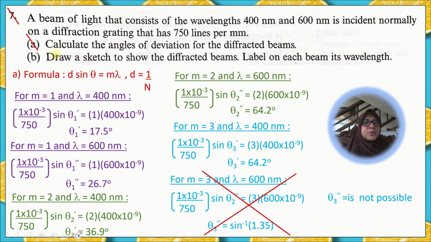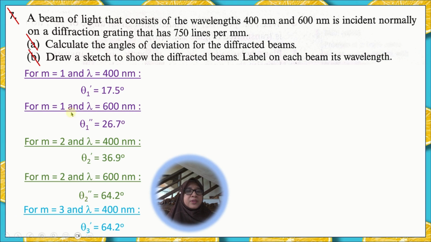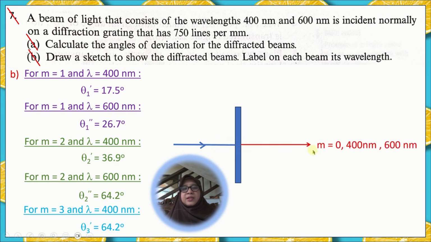Okay, now we are going to question B. Draw a sketch to show the diffracted beams, and we are going to label on each beam its wavelength. So these are all the angles for the wavelength 400 nanometer and 600 nanometer. So the order is up to 3. This is the diffraction grating and the light incident to the diffraction grating. So the center bright maximum is at m0 for both 400 nanometer and 600 nanometer wavelength.